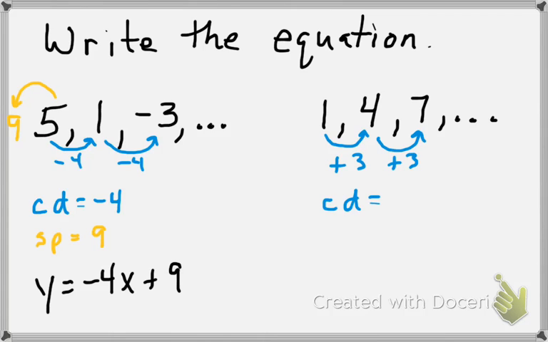So looking at the second one, it's going up 3, so plus 3. So the common difference is 3. Then when I look back from 1, it actually had to start at negative 2 so that it could go up 3 and get to the 1. So my starting point is negative 2. So my equation is y equals 3x minus 2.